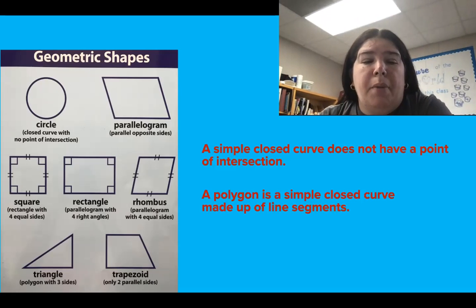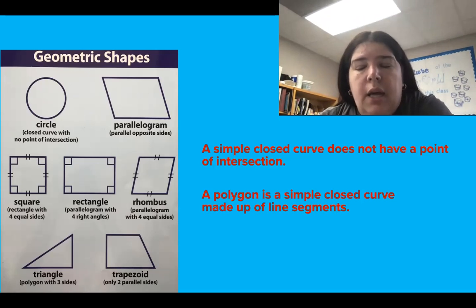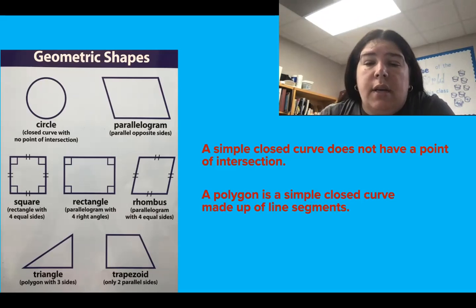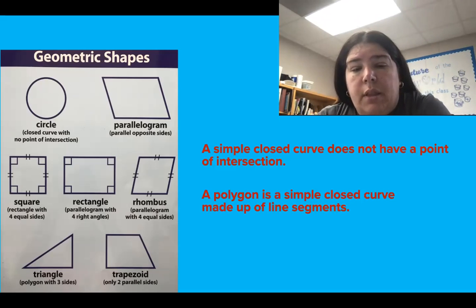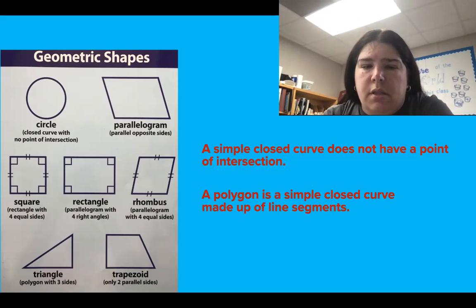And so a parallelogram can be many different things. It could be a square. Remember, squares are also parallelograms. It could be a rectangle. A rectangle is also a parallelogram. Remember, it's also a polygon because it's made up of line segments.